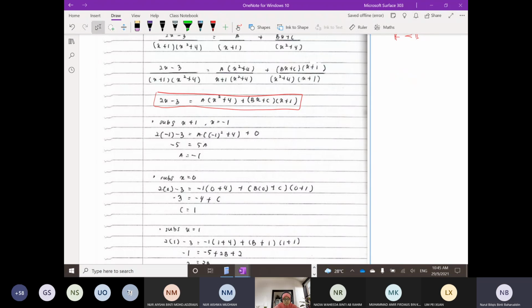Okay, Aishwa, what happened when we substitute x equals negative 1? What happened? Ada huruf yang eliminate. Okay, so what is the alphabet? Alphabet mana yang eliminate tu? B dengan C. Okay, so B dengan C will be eliminated. So we will get A equals to -1. Okay, proceed. Lepas tu substitute value x equal to 0. So dapat C dia 1.